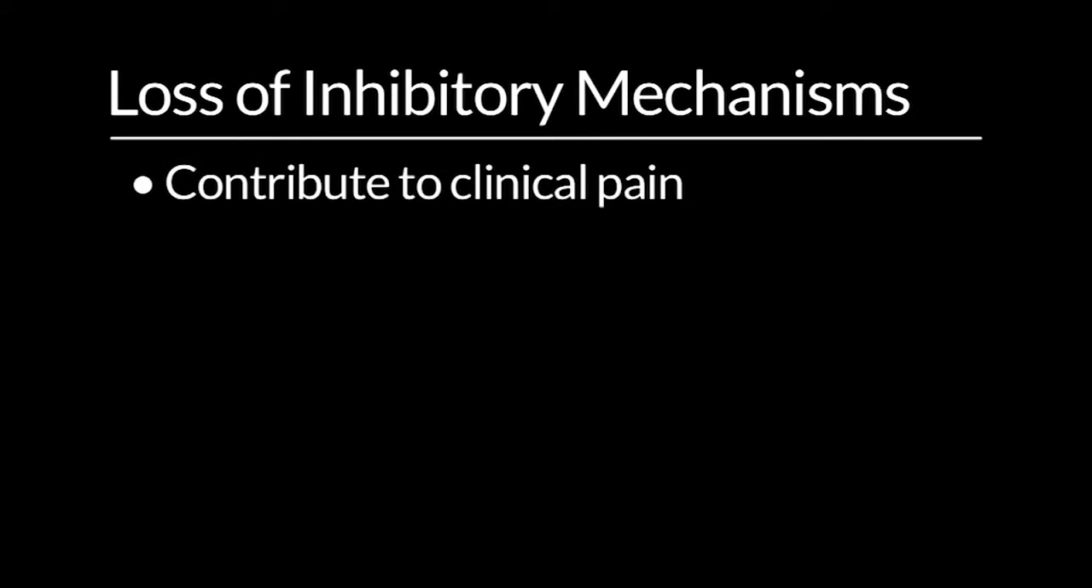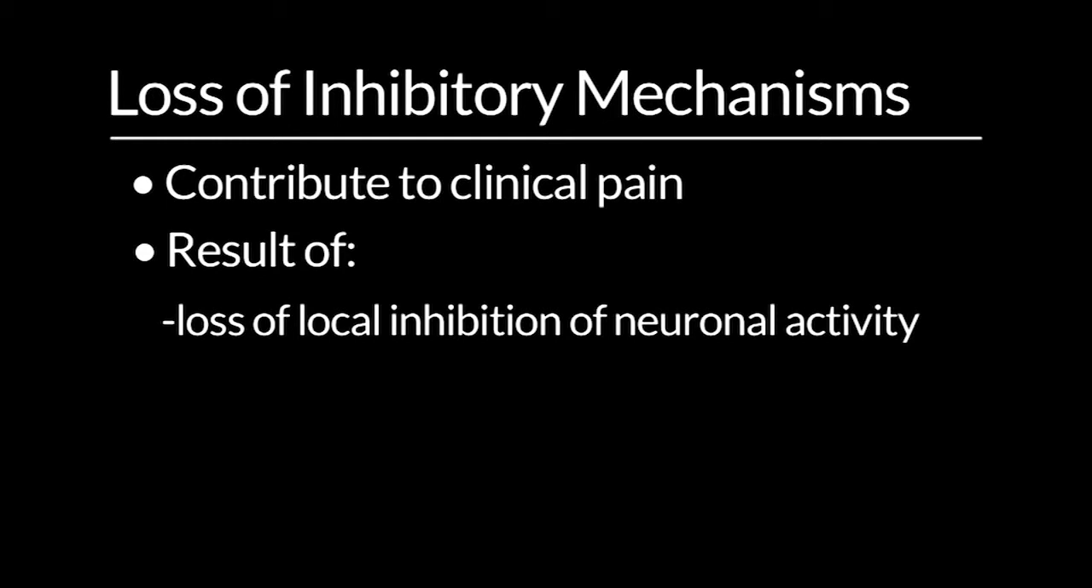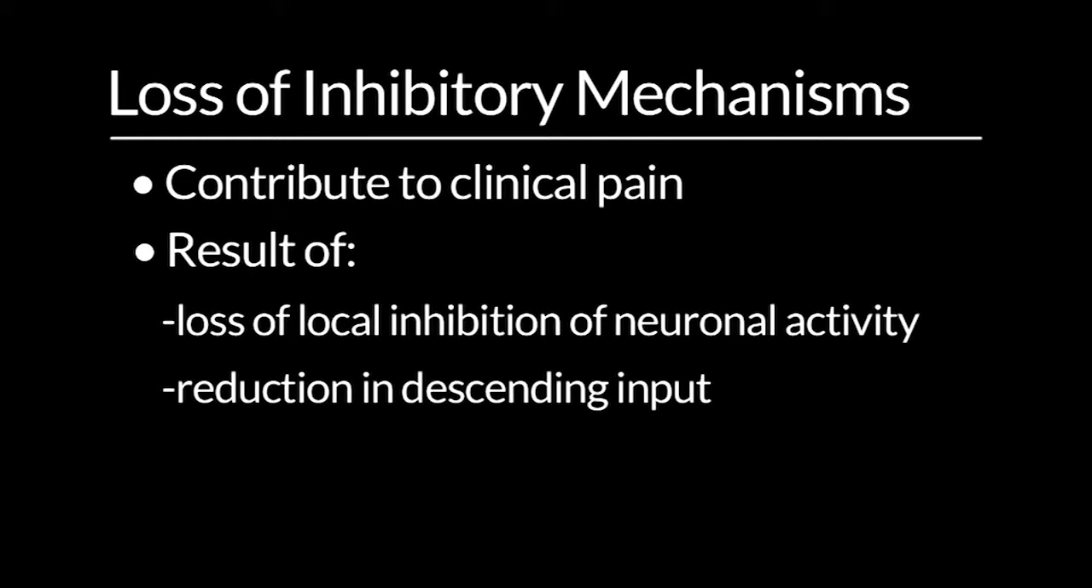Some of these inhibitory mechanisms are local, they are restricted to the spinal cord, and some reflect descending inhibitory inputs from the brain. And we now appreciate that in addition to an increase in excitation, which produces central sensitization, a loss of these inhibitory mechanisms can also contribute to clinical pain states. These may result from a loss of local inhibitory interneuron activity, as well as a reduction in descending input. And these can drive our treatment choices.